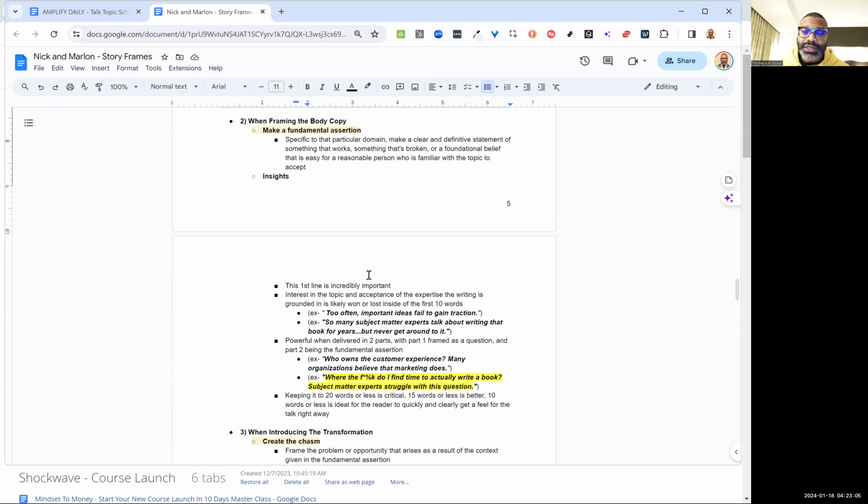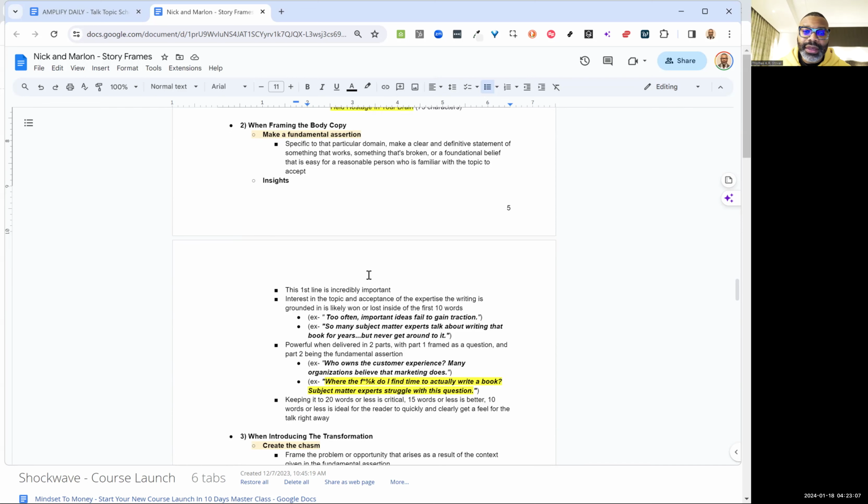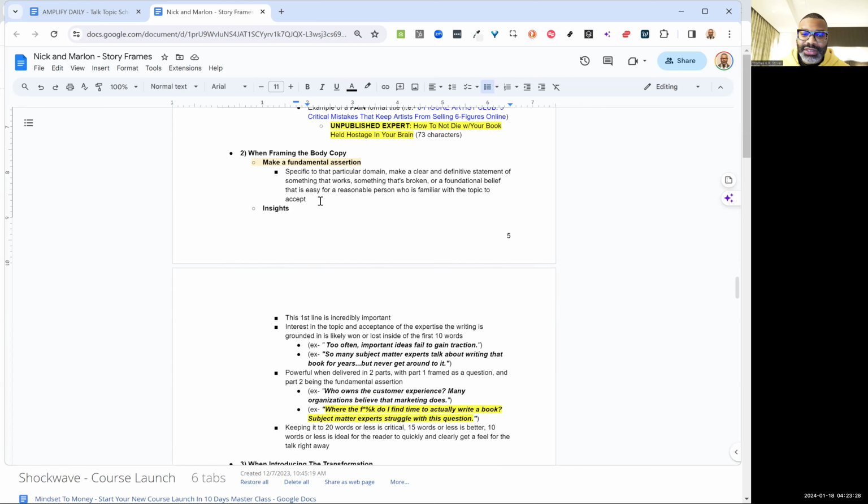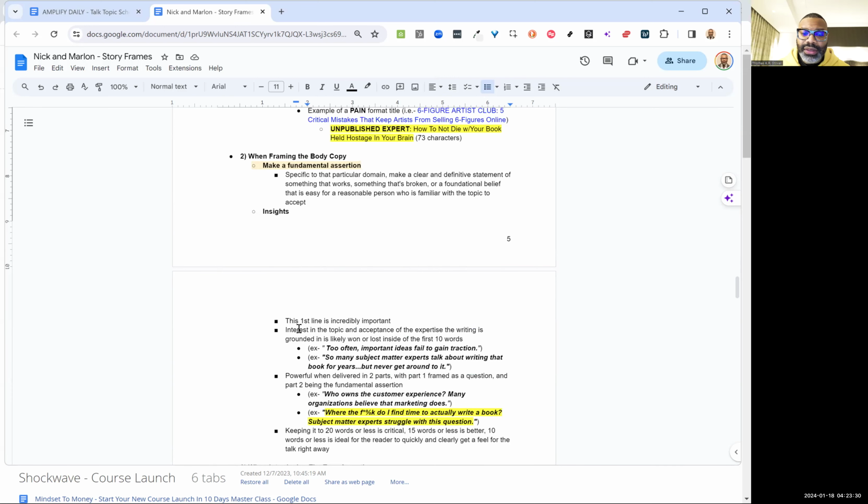So when you're framing step 2, when you're framing the body copy, make a fundamental assertion as the first line. And specific to that particular domain, we make a clear and definitive statement of something that works, something that's broken, or a foundational belief that is easy for a reasonable person who is familiar with this topic to accept. Some of the insights about this. Number 1, the first line is incredibly important in our body copy.